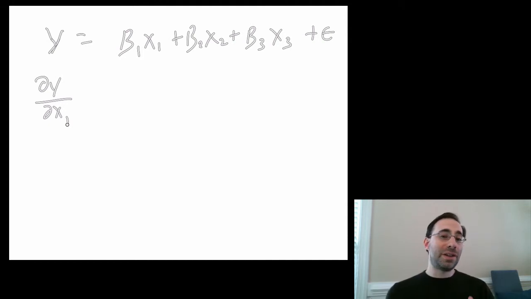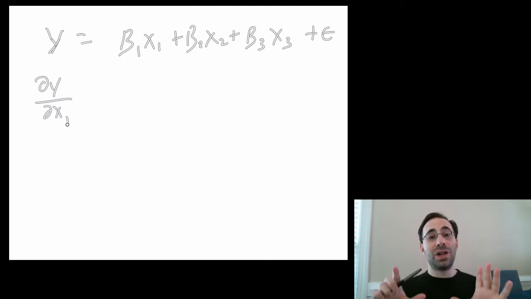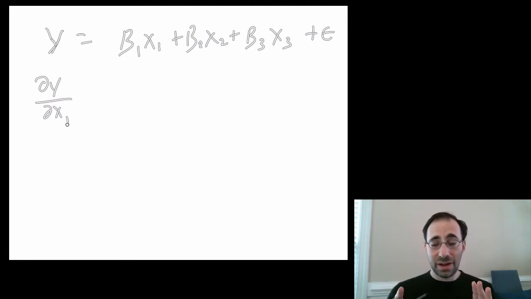Now, what does that mean? Let's go back to the intuition behind the derivative in the first place. Well, the derivative was the marginal rate of change in one variable with respect to another variable. So here, partial y partial x1 is the marginal rate of change in y with respect to x1 holding all other variables constant. And that's the key there. It's the marginal rate of change in y with respect to x1 holding x2 and x3 constant.